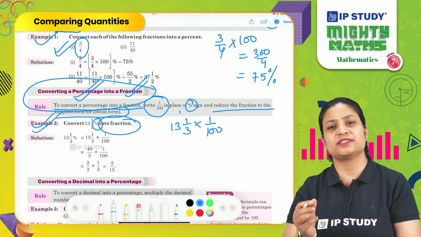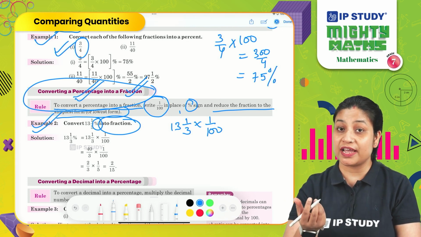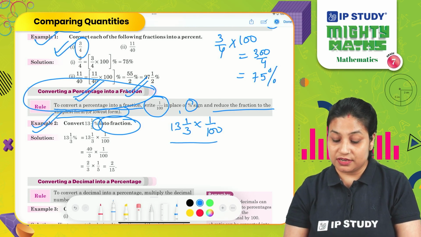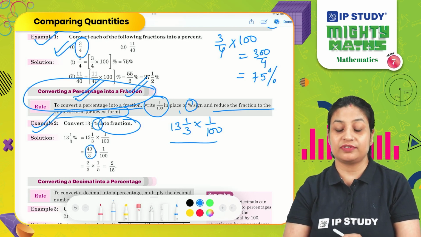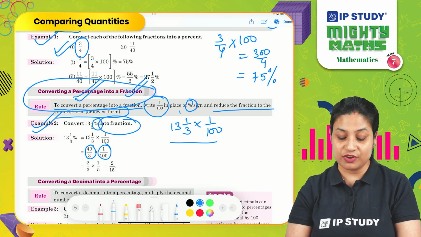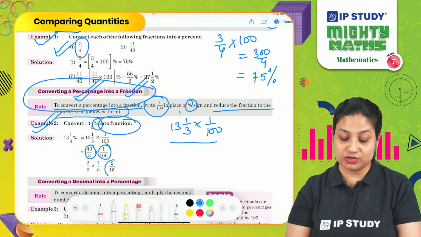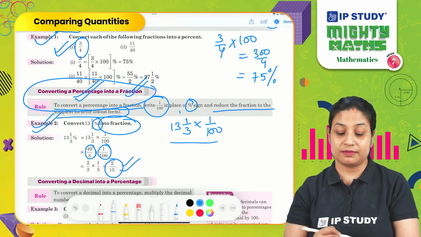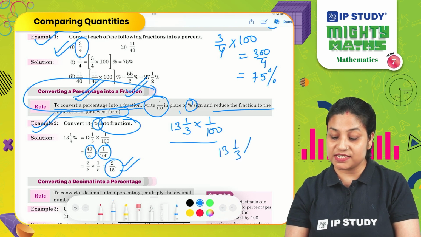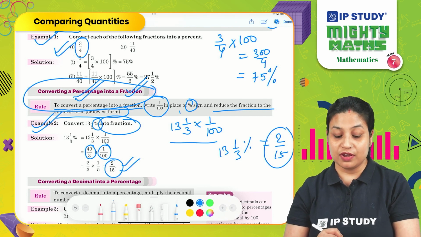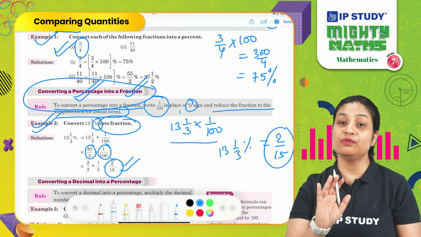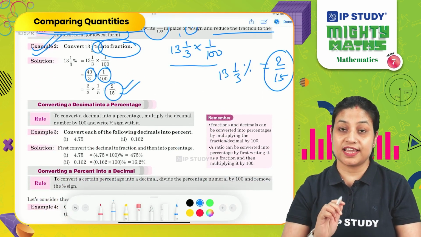So can we say that the sign of percentage is replaced by a multiplication sign with 1 upon 100? Yes. Then solve it. So when you solve it, what you will get? 40 by 3 into 1 by 100. When you multiply these two fractions, you will get 2 by 15 after reducing it. So this is your answer. It means 13 1 by 3% is equal to 2 by 15, right? The fraction form. So I hope you have understood how to convert a fraction into percentage and a percentage into fraction. Now let's move on to the next case.